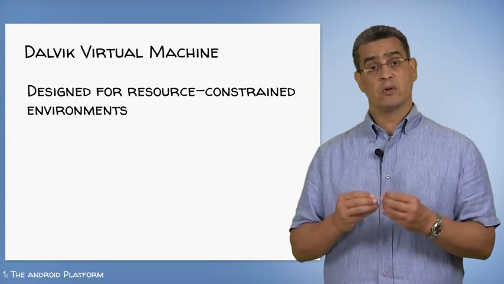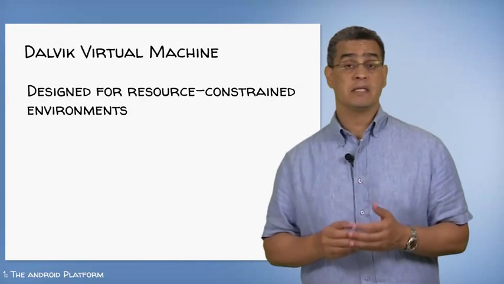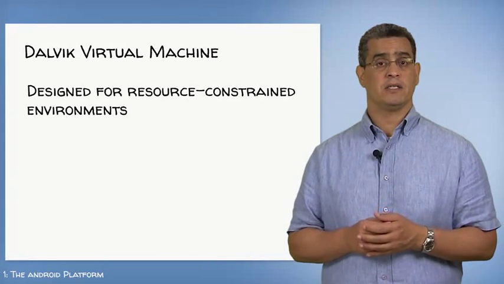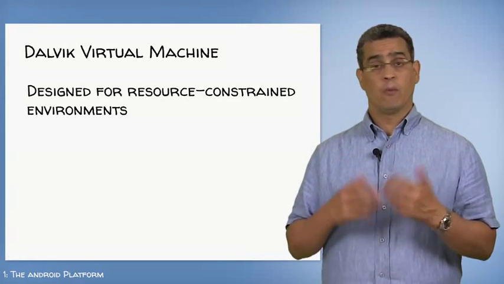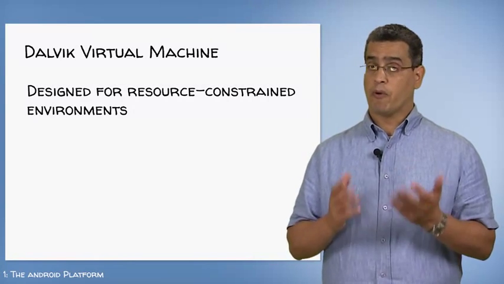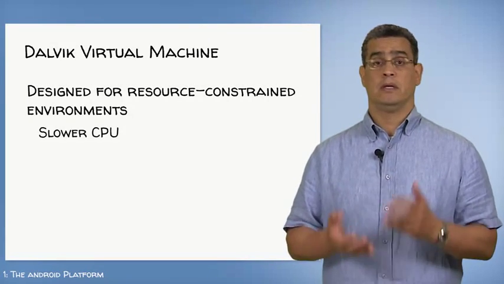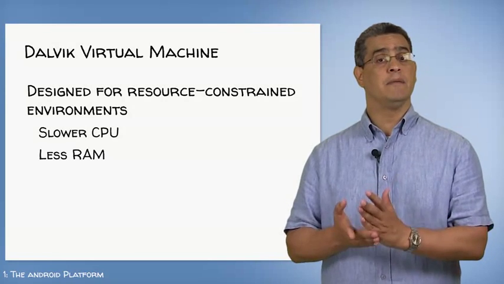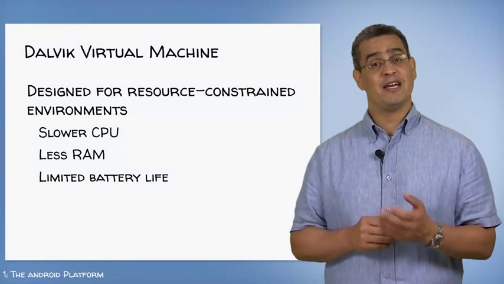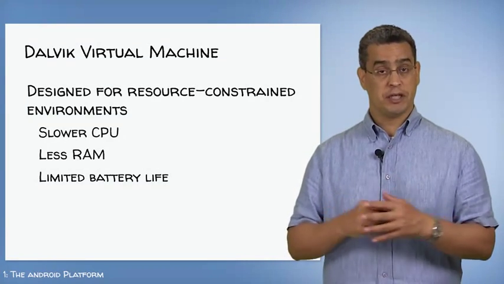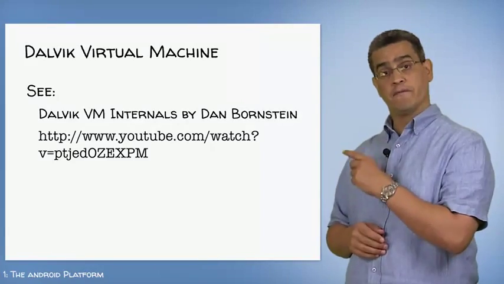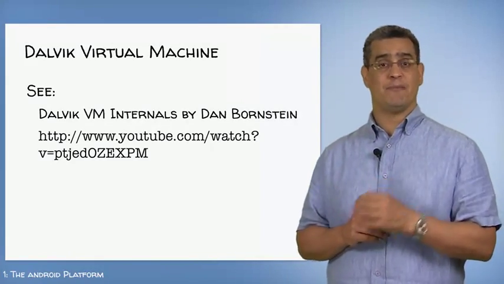Now, when I say resource-constrained, what I mean is that compared to a typical desktop device, the typical mobile device is less powerful and more limited in many ways. For example, it will probably have a slower CPU, less memory, and a limited battery life. So if you're interested in finding out more about the Dalvik virtual machine itself, then I recommend you take a look at this video, Dalvik VM Internals by Dan Bornstein of Google.